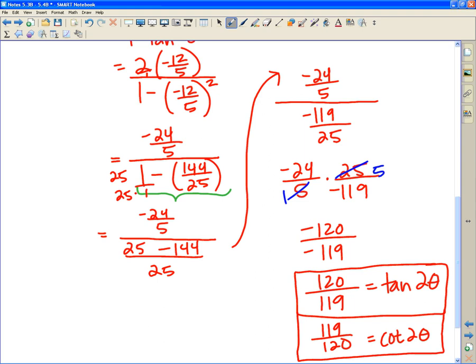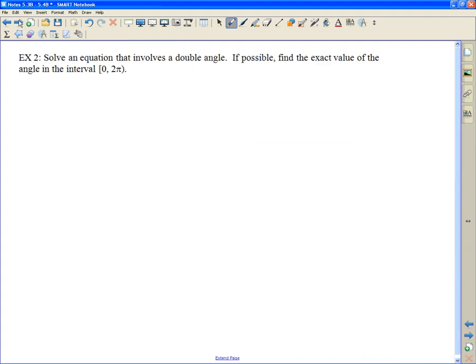Next problem. Solve an equation that involves a double angle. If possible, find the exact value of the angle in the interval 0 to 2 pi. Exact value means no decimal. So that means, is it possible to use the unit circle that you understand? Okay, so no decimal, you're looking to use the unit circle, if possible. If you can't, then you can't.